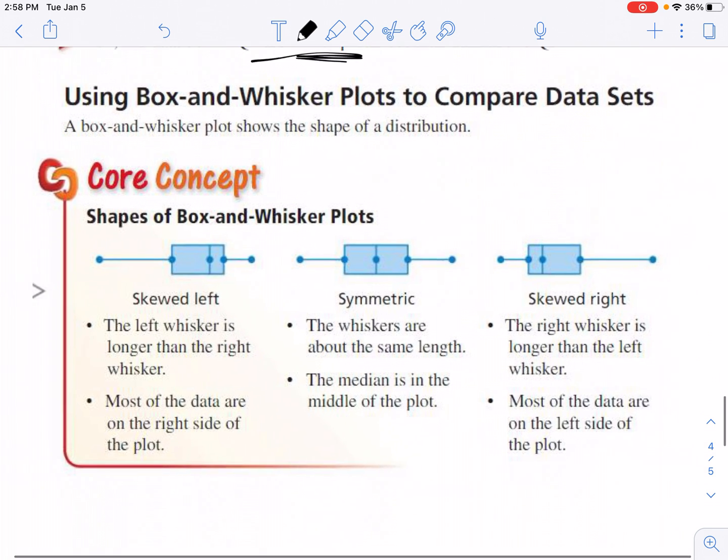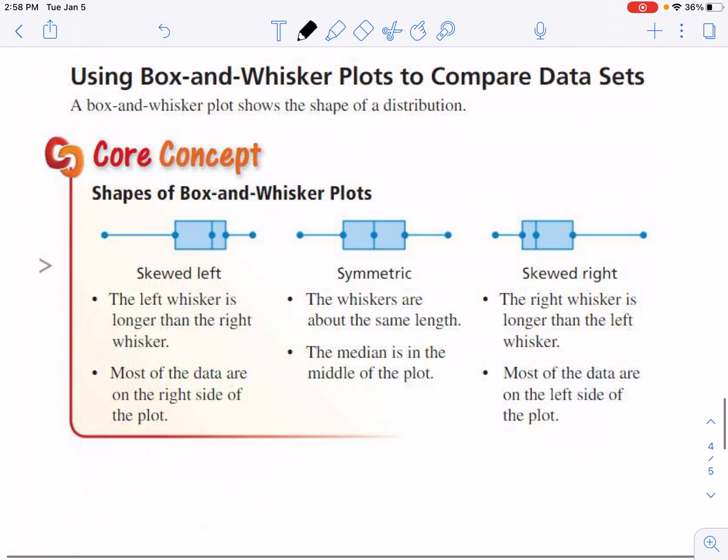Now, the reason for that, we can think of it, is because of this guy right here. Depending on how the box and whisker plot turns out after we construct it, it could look like one of these three situations here. We would call this skewed left if the left whisker is longer than the right whisker. In other words, most of the data is on the right side of the plot.